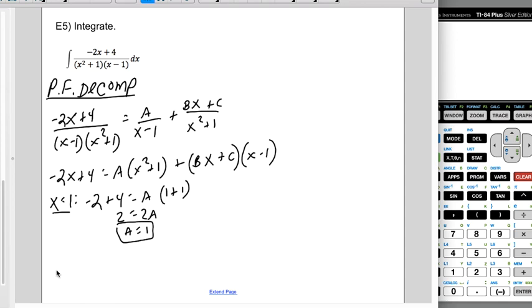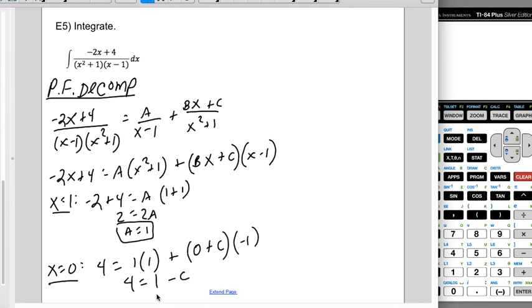Great. Now that I know a, I can go ahead and knock out b, and that'll allow me to find c. So I'm going to get 4 equals 1 times 1, plus when I knock out the b, I get c times a negative 1. I get 4 equals 1 minus c, positive 3 equals negative c. So negative 3 equals c. Cool. So now I know a and c, and then it's a pretty simple matter to find b using either of those. I'm going to pick the easiest x, which in my opinion, the easiest x I haven't picked yet is 2. You could also do negative 1. I just think 2 is easier.